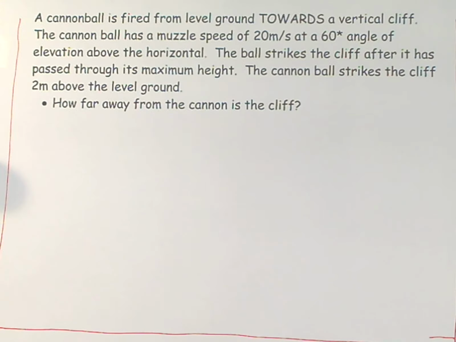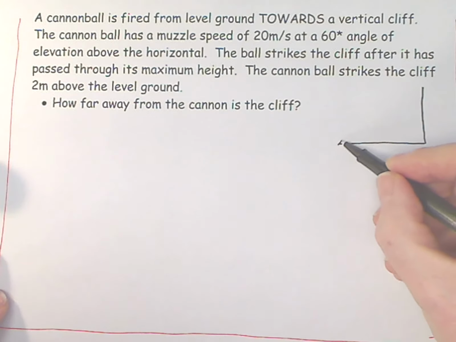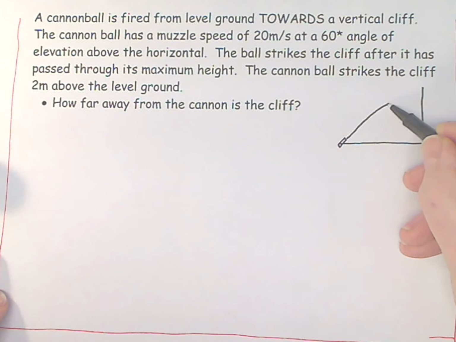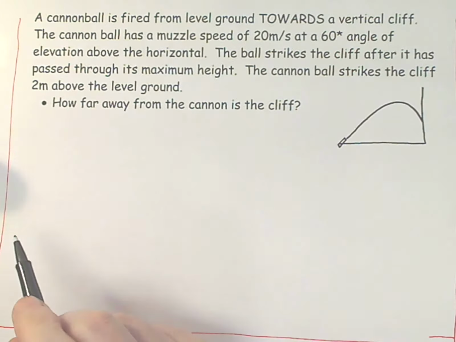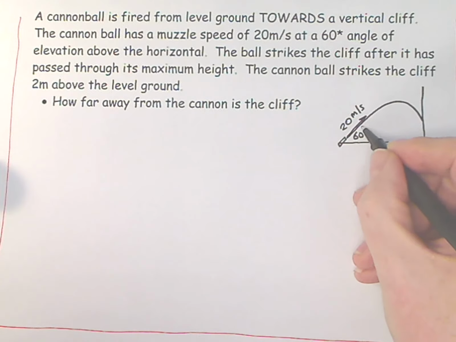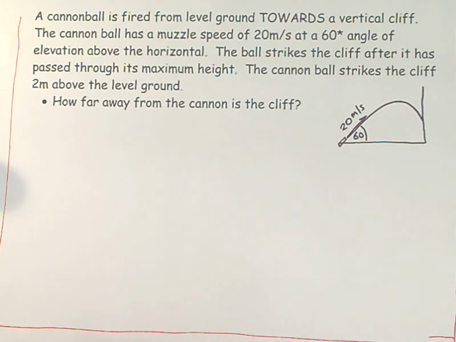So this question says, a cannonball is fired from level ground towards a vertical cliff. So let's have the level ground, and here's the vertical cliff. And there's the cannon, and the cannon is fired. It says the cannonball has a muzzle speed of 20 meters per second, and it is at 60 degrees, so that's an angle of 60 degrees elevation above the horizontal.